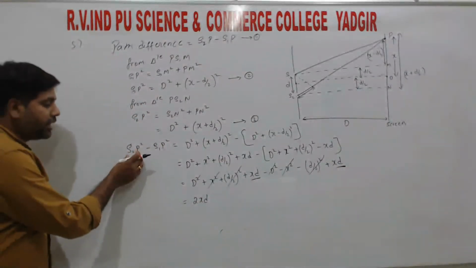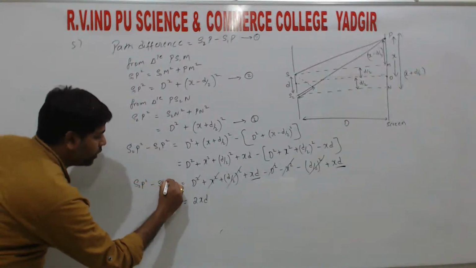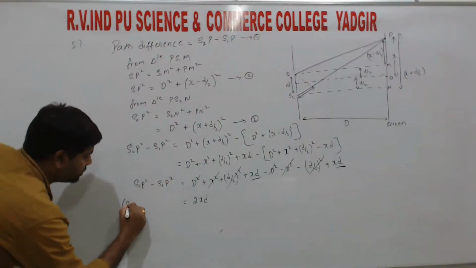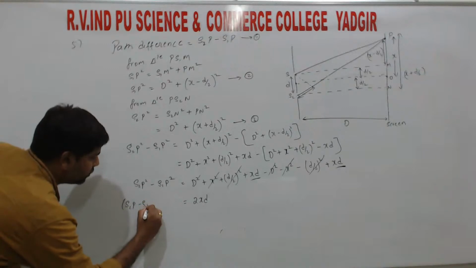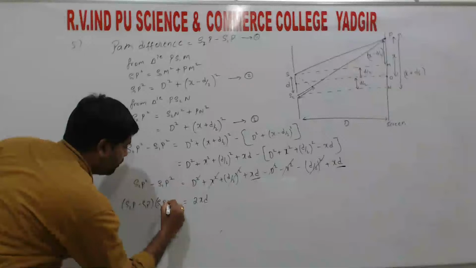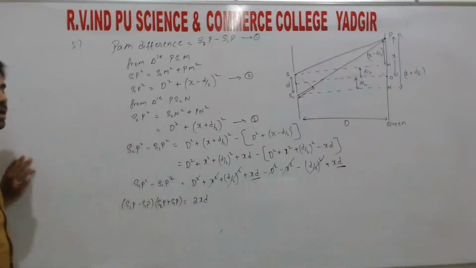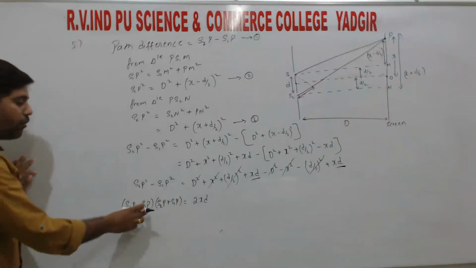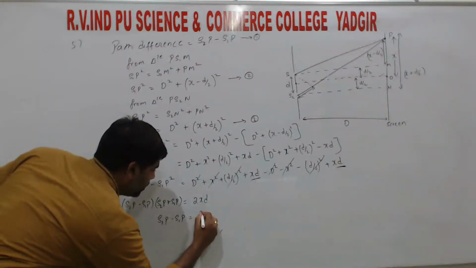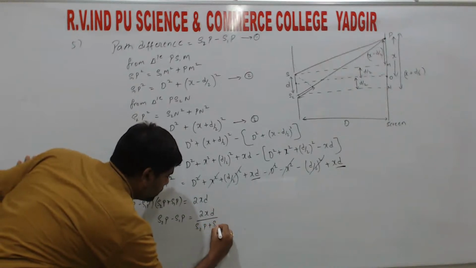So LHS is S2P square minus S1P square. This is in the form of a square minus b square, so we can write S2P minus S1P into S2P plus S1P, that is a minus b into a plus b, right? We are going to find the path difference, so S2P minus S1P is equal to 2xd divided by S2P plus S1P.